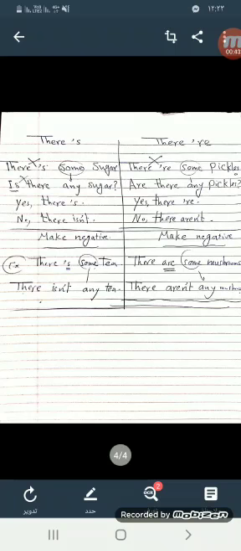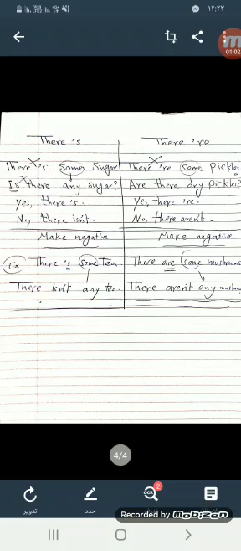And we can't put S at the end of the word. Also sugar, tea, cheese, salt, pepper, hot sauce, and butter. We can't count it. Also, we can't put S at the end. Okay?